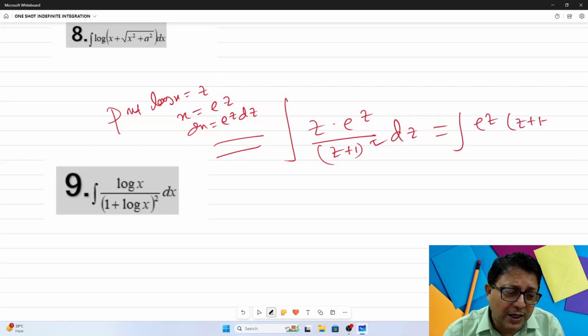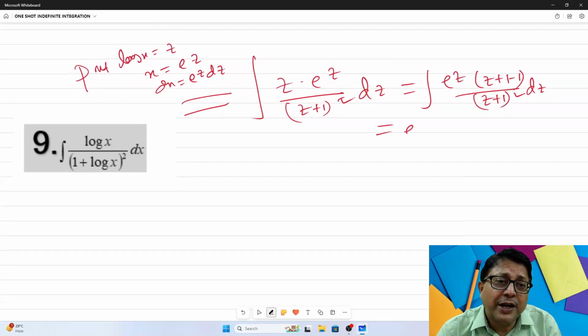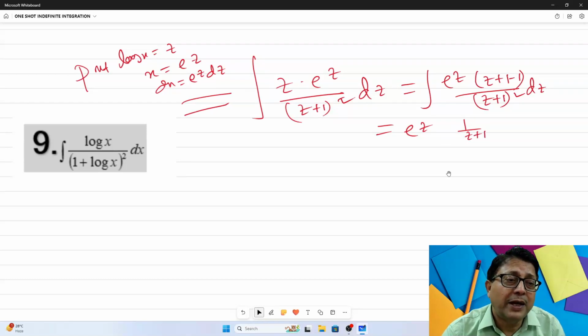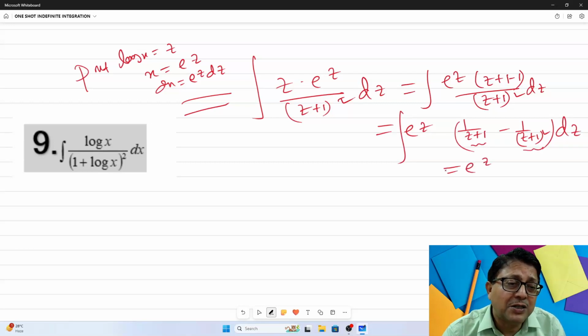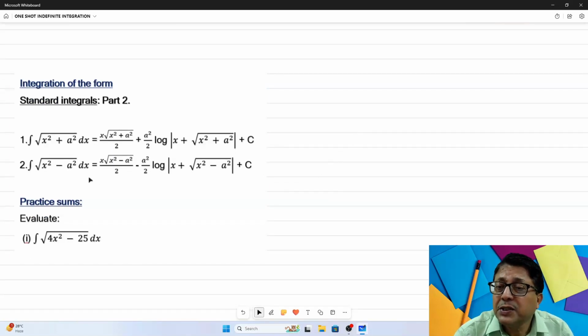You write z plus 1 minus 1 by, see again we are going to get the e to the power x f x plus f dash x form. You just write e to the power z into 1 by z plus 1 minus 1 by z plus 1 whole square dz. So this is something like f dash z, the answer will be e to the power z by z plus 1 plus c. Alright.